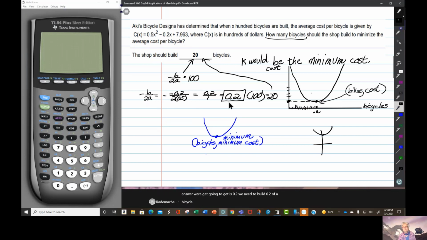Well, no, not true. Because remember, each X stands for 100 bicycles. So if I get the answer 0.2, it's really 0.2 times 100 bicycles. So 20 is the answer.